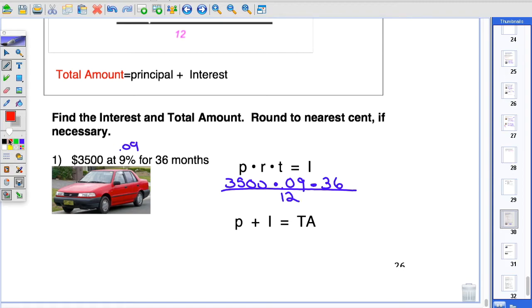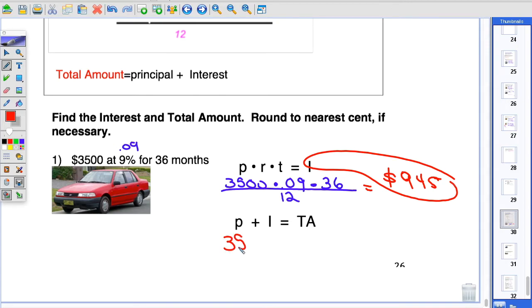So we multiply 3,500 times 0.09 times 36 and divide it by 12, we end up getting $945. That's how much extra you'd have to pay for this car. So how much are you paying for the car in the end? It's your principal, $3,500, plus your interest, $945. So your total amount for the car that you'd pay after 3 years would be $4,445.